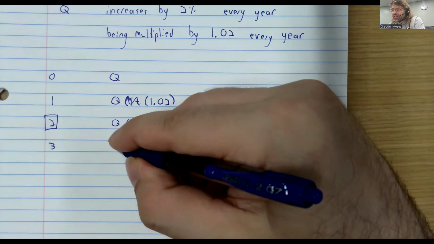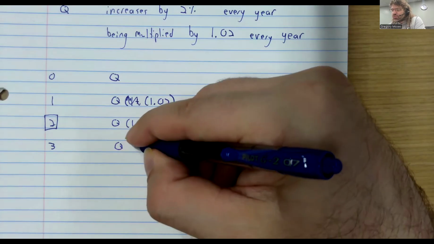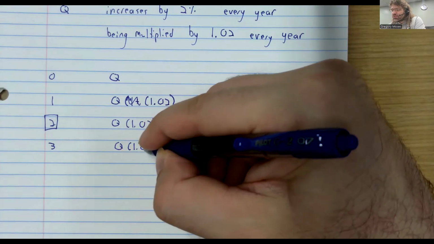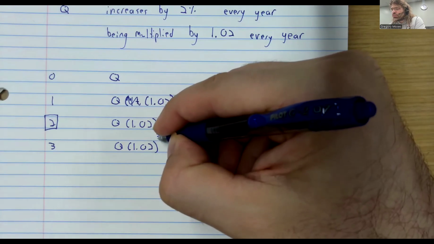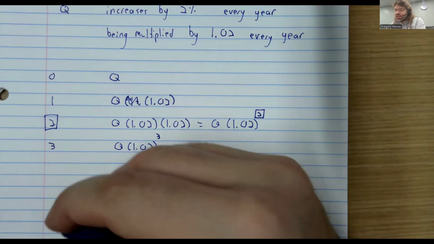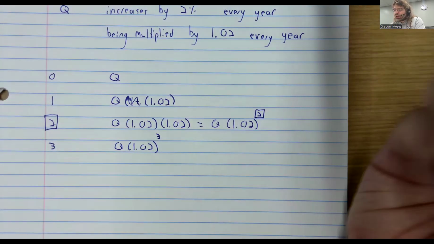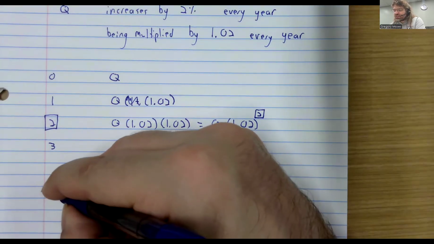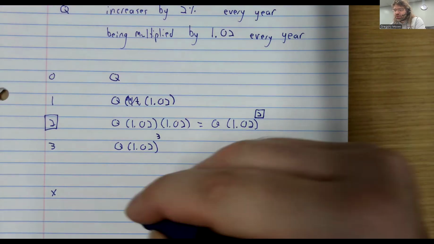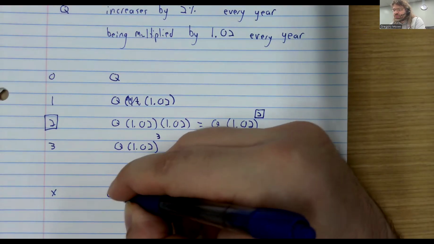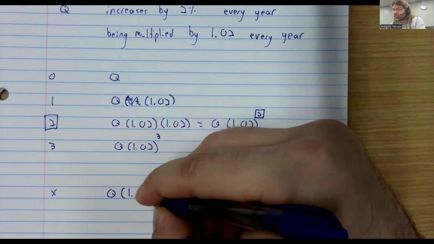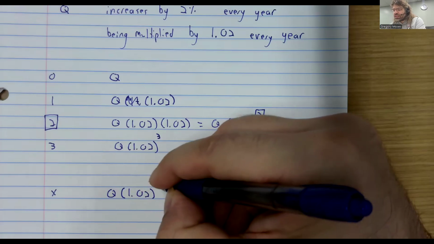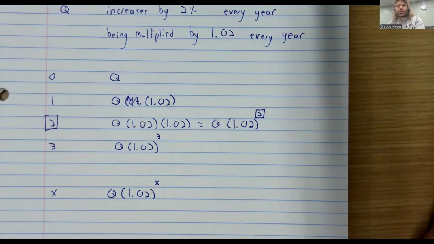After 3 years, we'll have Q times 1.02 cubed. And after x years, we have Q times 1.02 raised to the power of x.